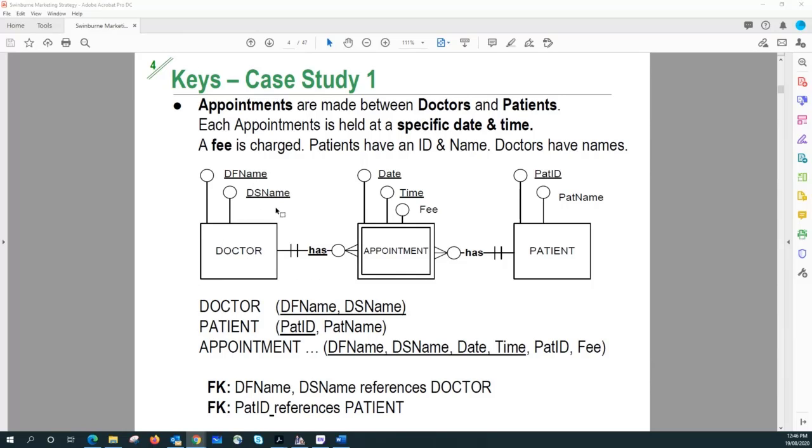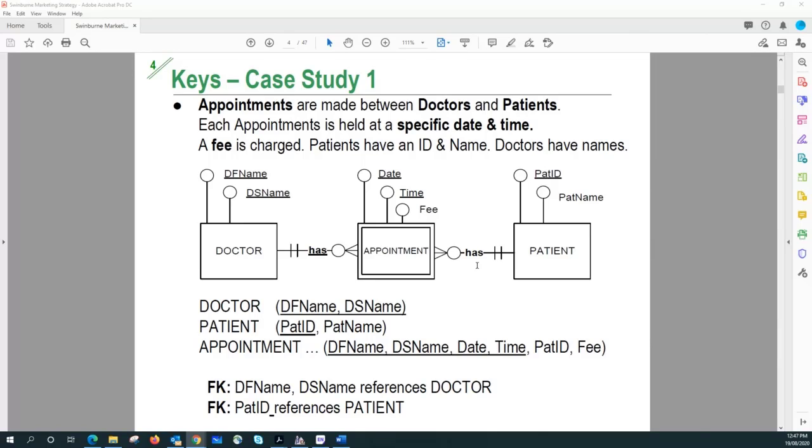So in this case, the doctor's first name and surname, right? And then I need to combine it with the date and the time to make an identifier for the appointment, right? But I'm not going to take the patient ID, right? Patient ID. Why? Because when we make an appointment, right?